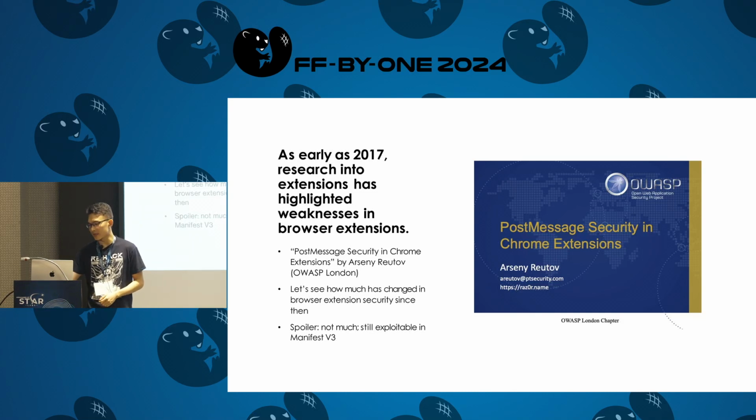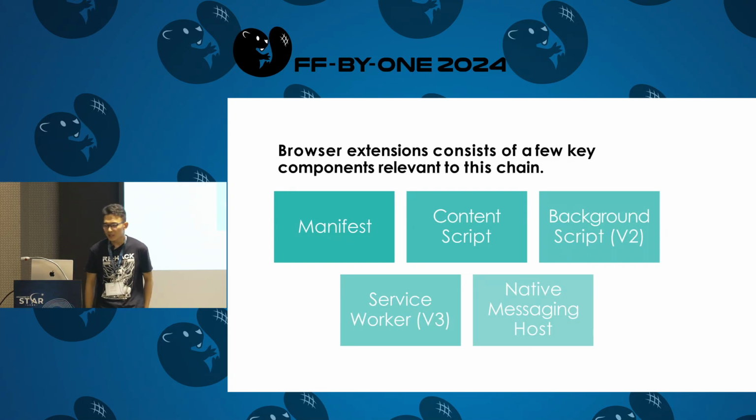Somehow that seems to be a common pattern these days. So let's start with some background, right? Browser extensions comprise a few key components. The first is the manifest. It tells you exactly what's in the extension. It tells the browser how to interpret the rest of the extension parts.